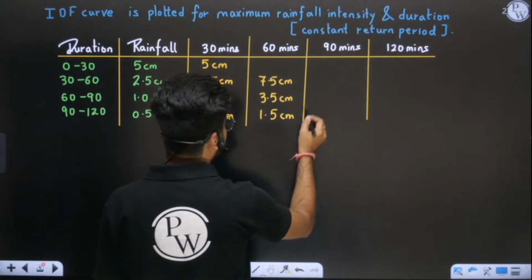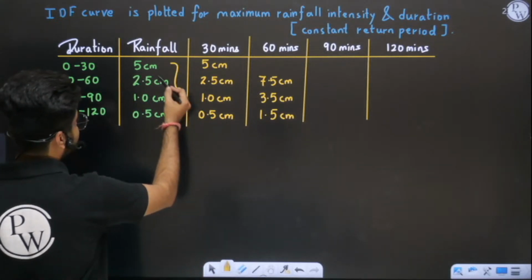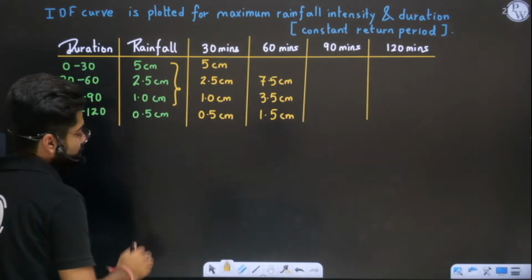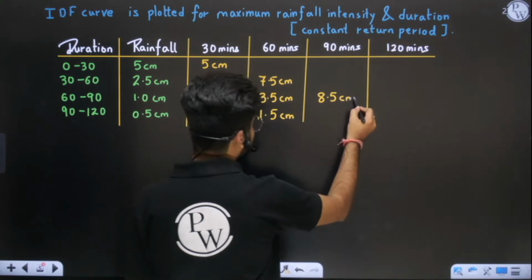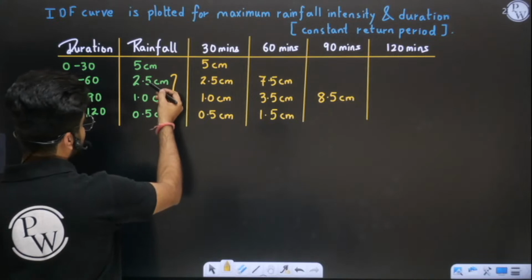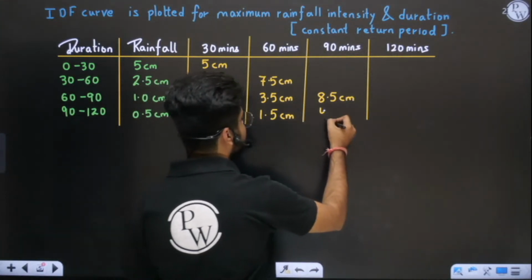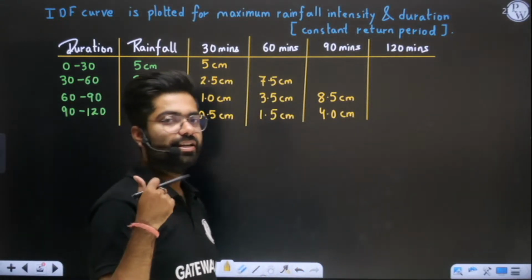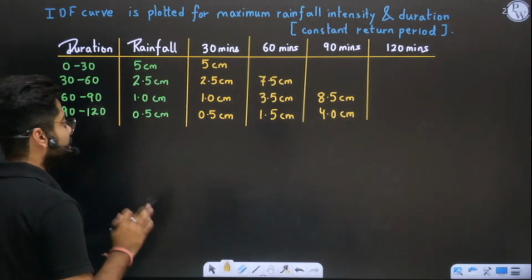Now, form groups of 90 minutes. For the first 90 minutes, how much rainfall do we have? 5 plus 2.5 plus 1 will be equal to 8.5. Yes or no? 8.5 centimeter. And for the second 90-minute duration, we have 2.5, 1, 0.5, which is 4 centimeter. Yes or no? So when we combine 30-minute durations to form groups of 90 minutes, we have 8.5 and 4.